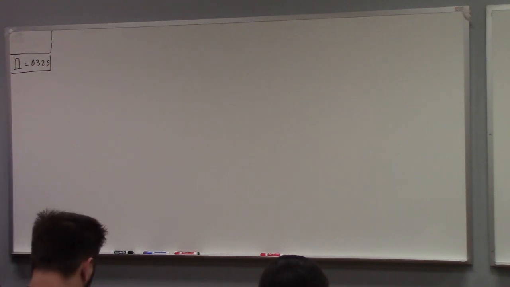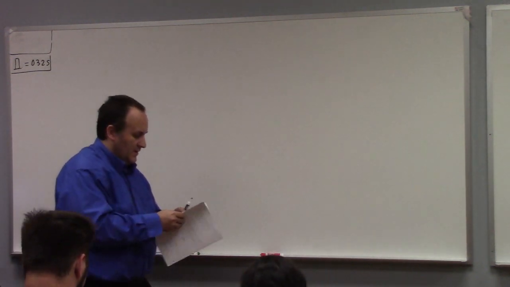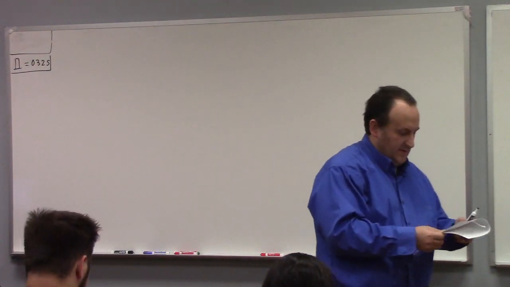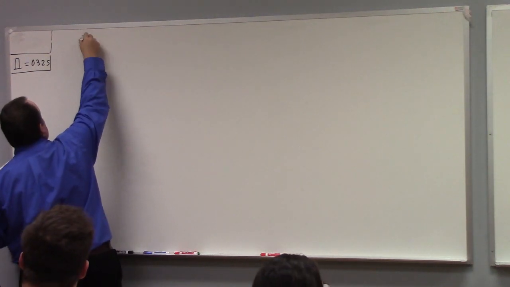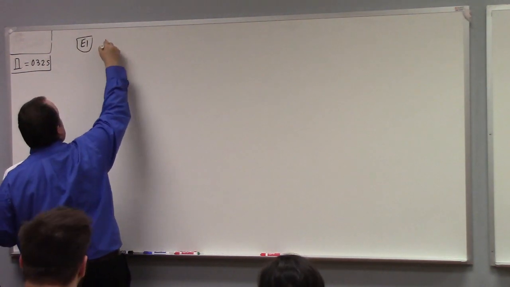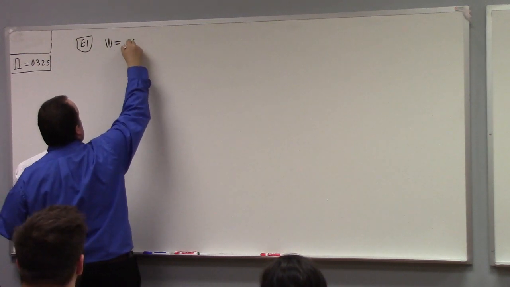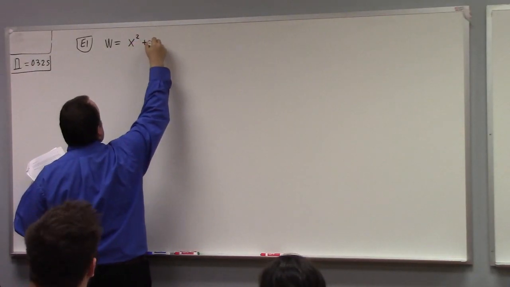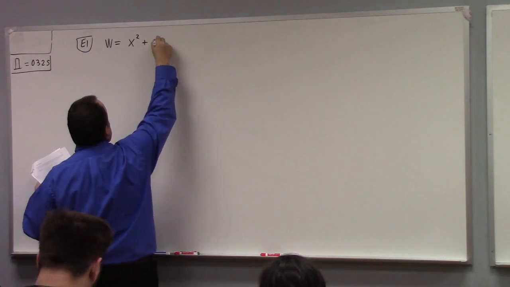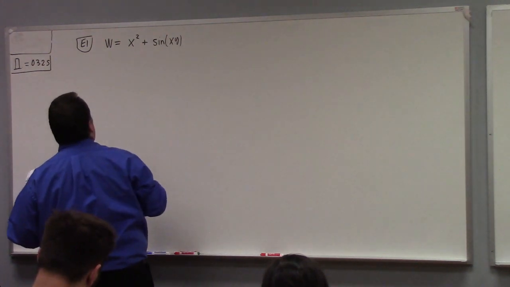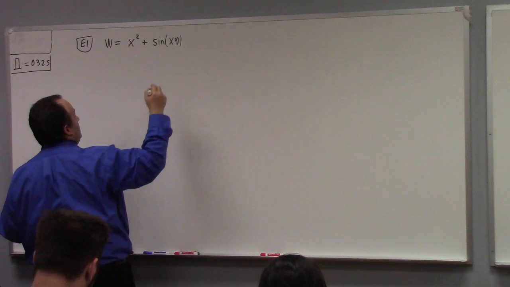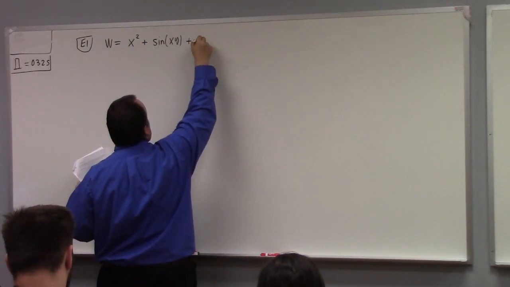All right, so if I can find my notes. So we're talking about the chain rule for functions of several variables. Let me just get us started with an example here. What if we're given that w is equal to, say, x squared plus the sine of xy, and maybe plus e to the z squared.